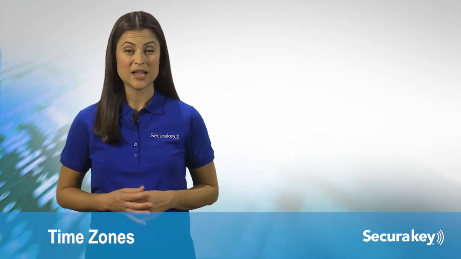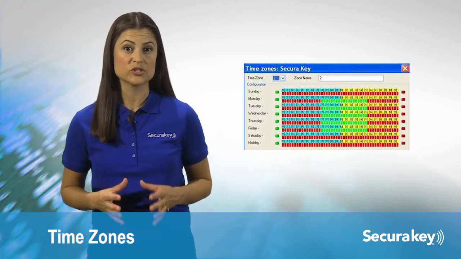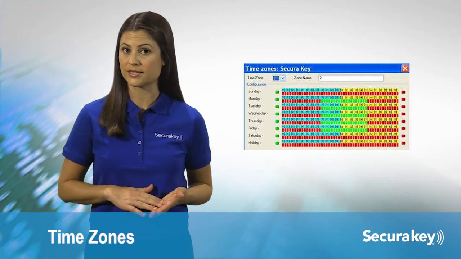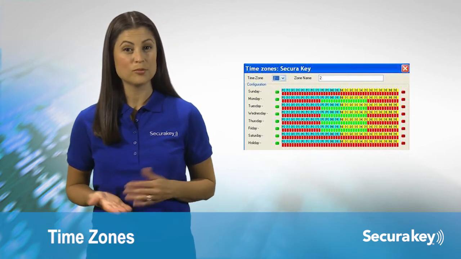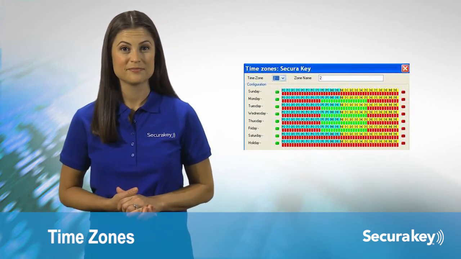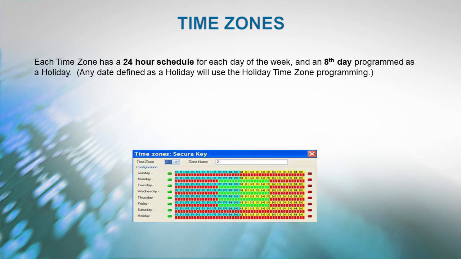Time zones. A time zone is a schedule that governs when a card is valid or allowed access and when it is invalid or denied access. Each time zone has a 24-hour schedule for each day of the week, as well as an 8th day programmed as a holiday. Any date defined as a holiday will use the holiday time zone programming instead of the normal weekday programming.